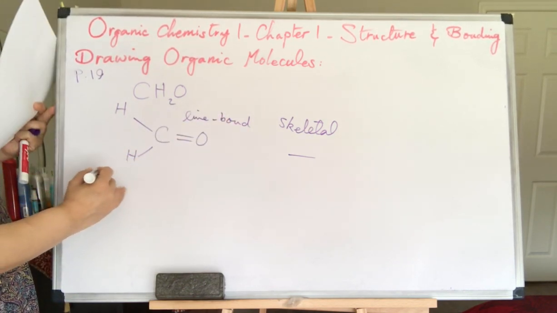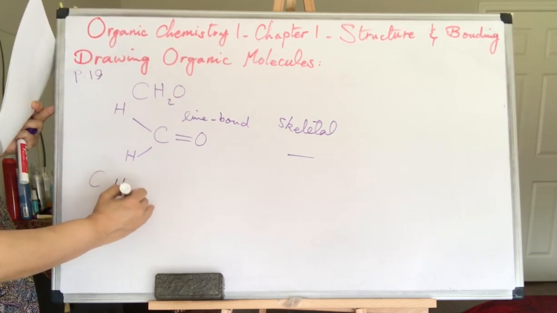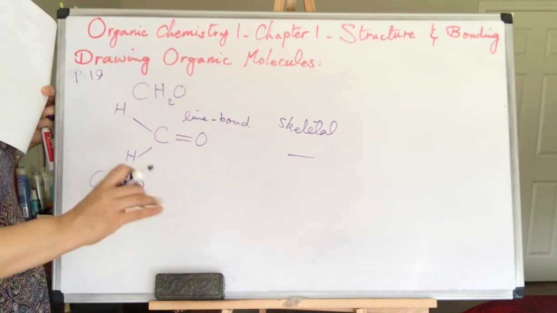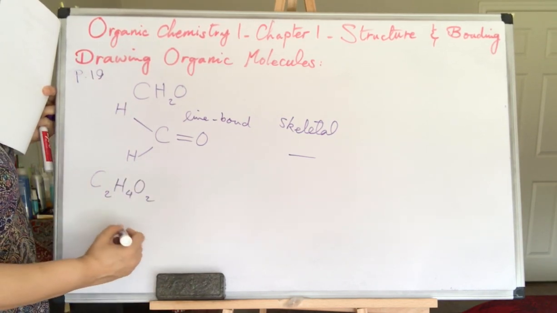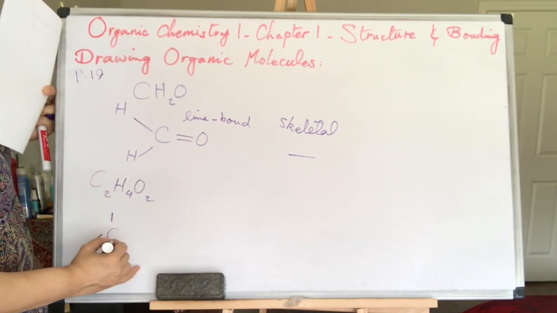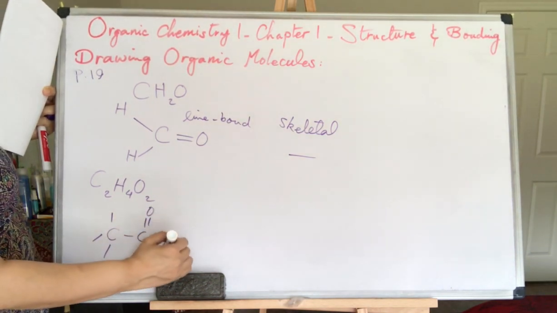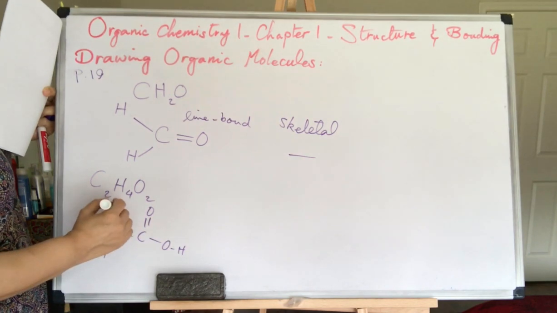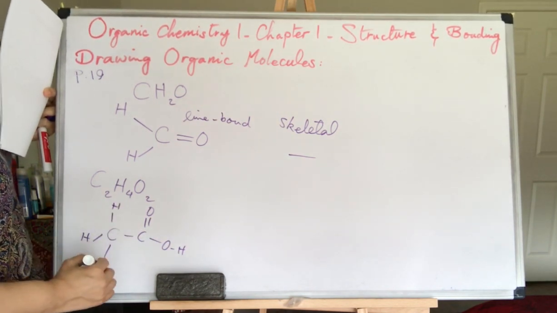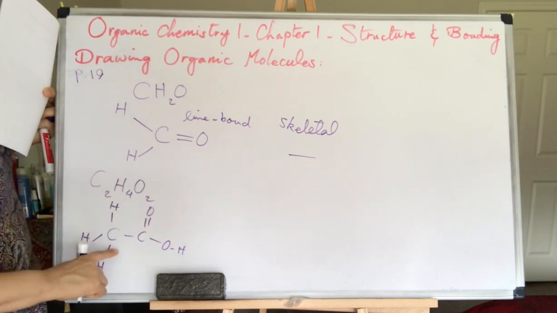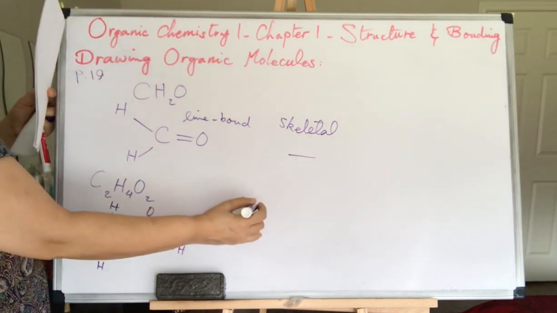But C2H4O2 is called acetic acid. If you draw this structure, I'm not gonna go over how to draw the Lewis structures, then you will have CH3, CO, and OH. Now this one you can tell that you can draw the skeletal structure because you have two carbons here.